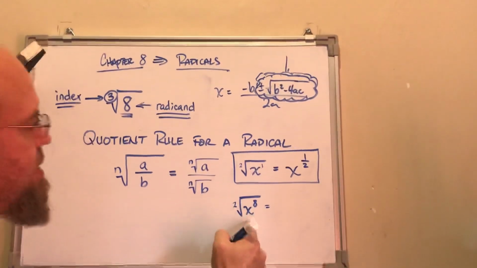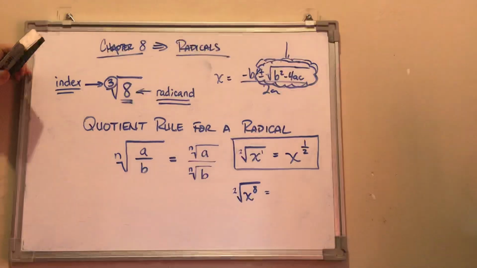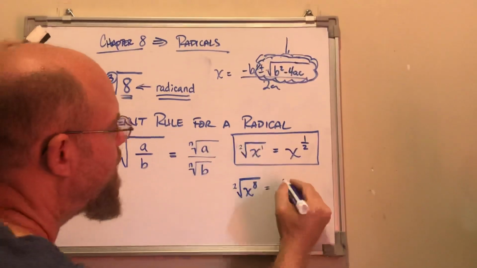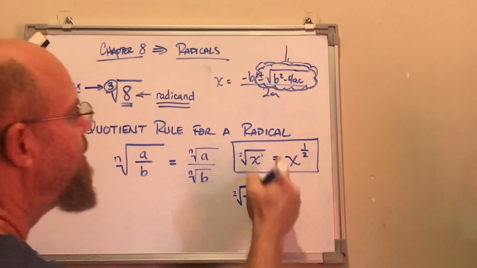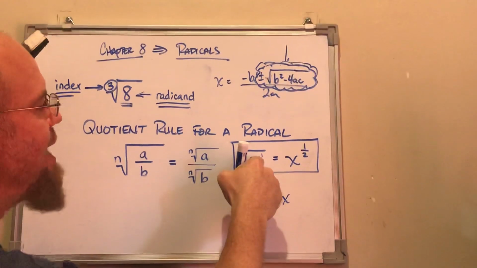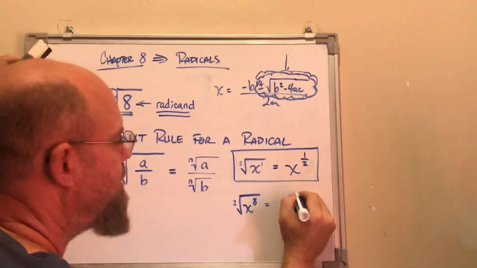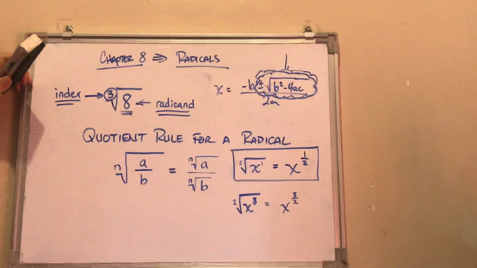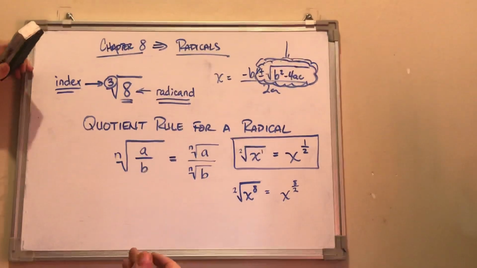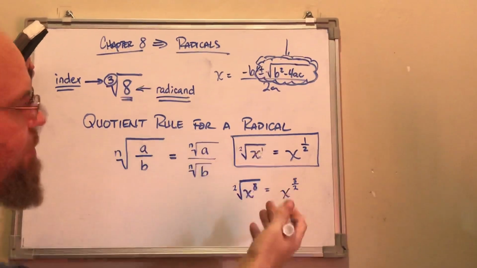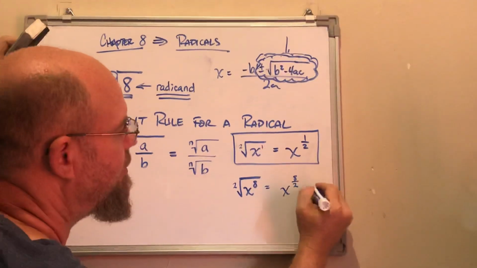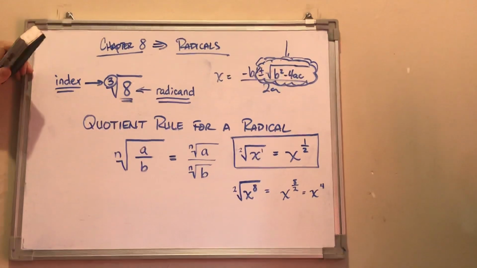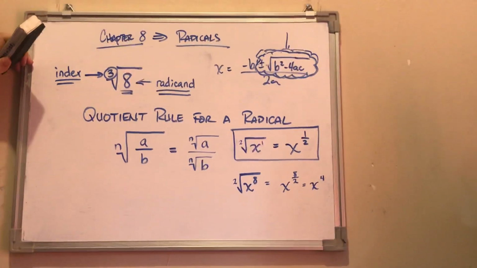So let's look at this. What is the square root of x to the 8th? Just like here, that's going to be x to the radicand's exponent, which would be 8, over the index. So that'd be x to the 8 over 2. Well, what's 8 over 2? It equals 4. x to the 4th. Hopefully that makes sense.